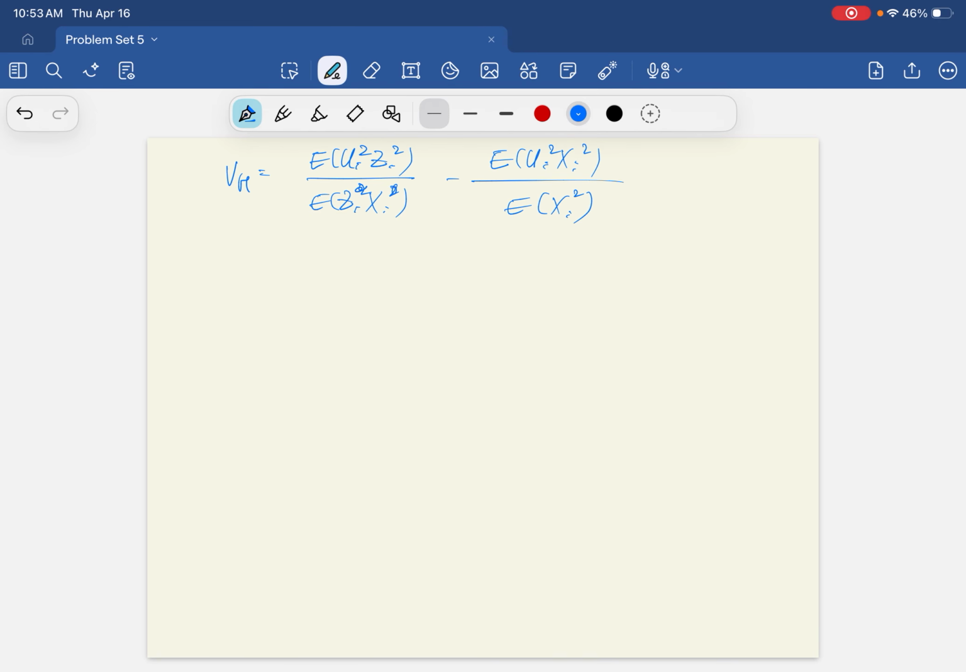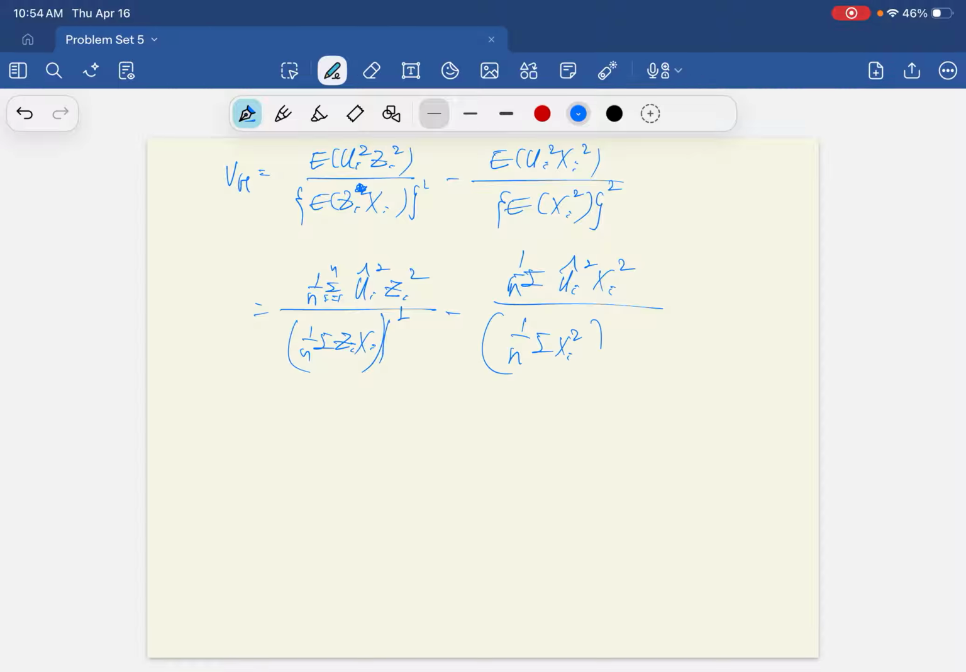Something is wrong. I wanted to write the square like this. Okay, so it was wrong. So we are going to calculate the sample average of u_i hat squared z_i squared, using sample averages of everything, z_i x_i squared, minus the sum of u_i hat squared x_i squared over the sum of x_i squared, and then squared. So this will be your estimator.